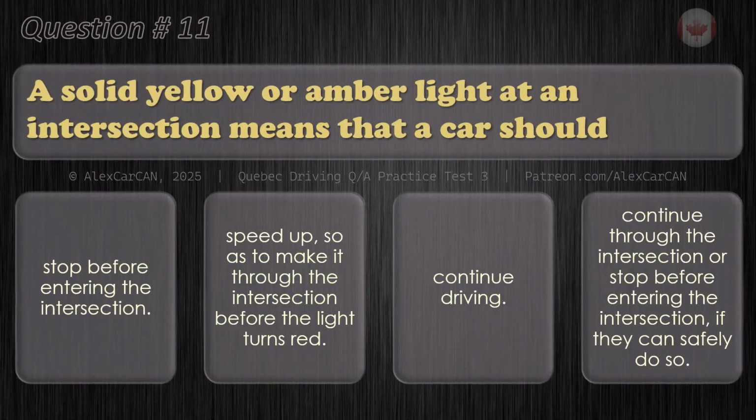Question number 11. A solid yellow or amber light at an intersection means that a car should stop before entering the intersection. Speed up, so as to make it through the intersection before the light turns red. Continue driving. Continue through the intersection or stop before entering the intersection, if they can safely do so. The correct answer is continue through the intersection or stop before entering the intersection, if they can safely do so.